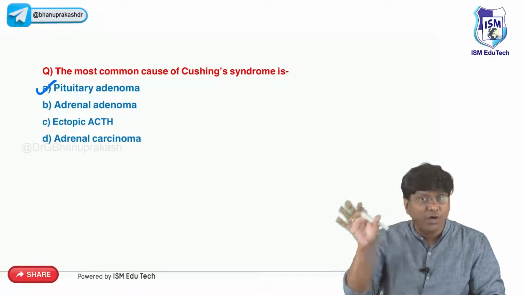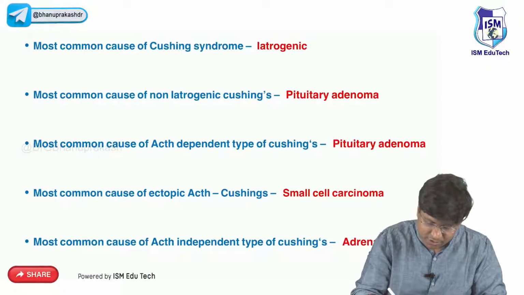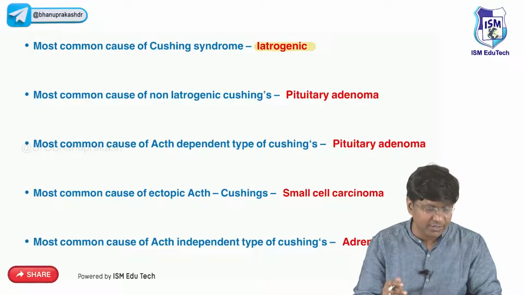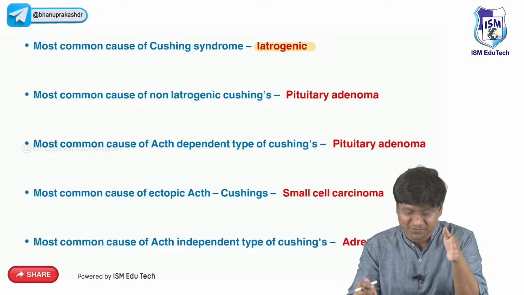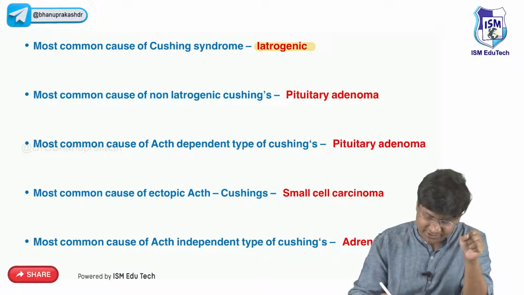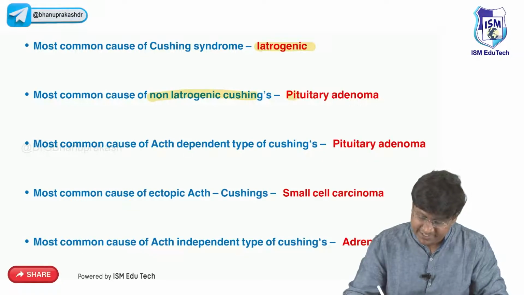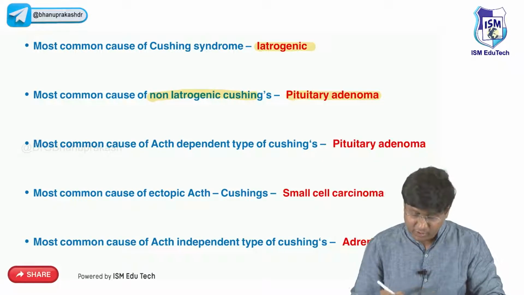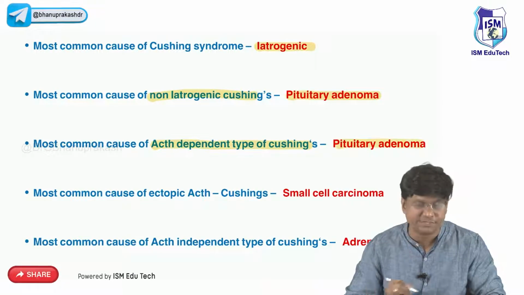But overall, what is the most common cause? Overall, the most common cause for Cushing syndrome will be iatrogenic. That is external. Iatrogenic steroid supplementation. And what is the most common cause of non-iatrogenic Cushing's? That will be the pituitary adenoma. And what is the most common cause of ACTH dependent type of Cushing's? Again, the answer is pituitary adenoma.